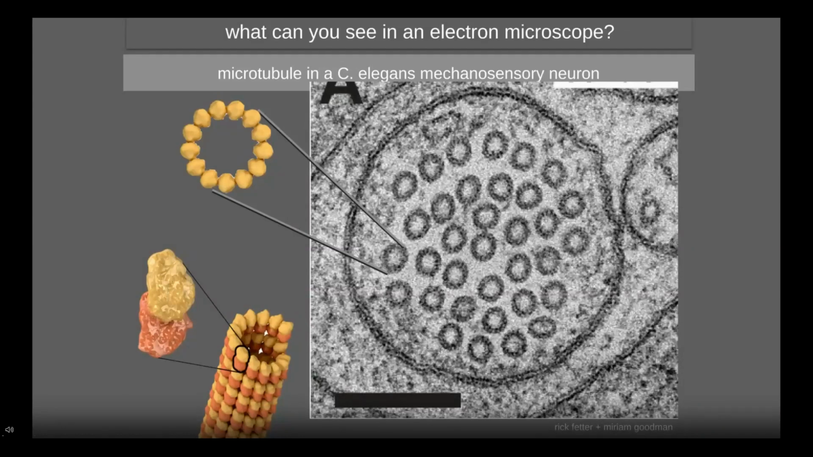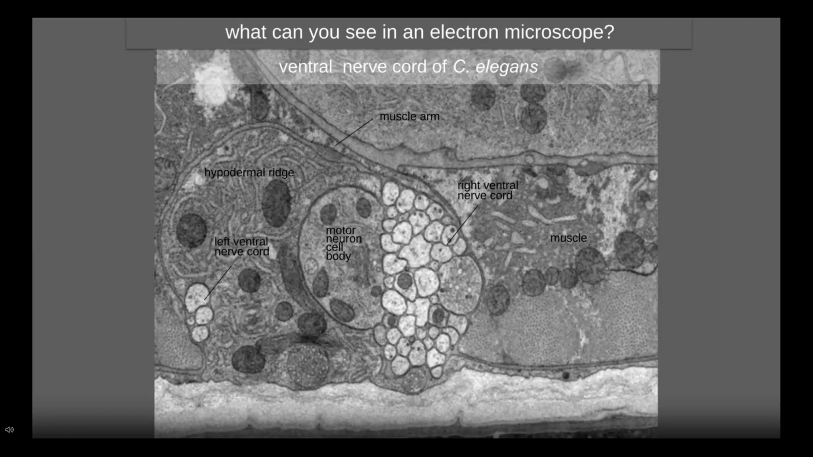And then electron microscopy is also great for looking at what we are interested in, and this is the synapses. So this is an example image from the ventral nerve cord of C. elegans. You can see the ventral nerve cord over here, and there's also a muscle on the right side of the picture. And what you see here is that there's a motor neuron that controls this muscle movement.